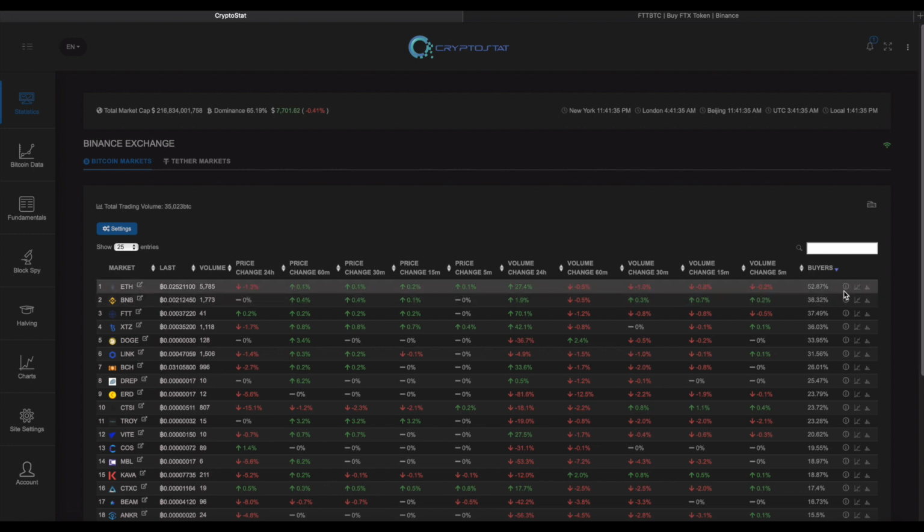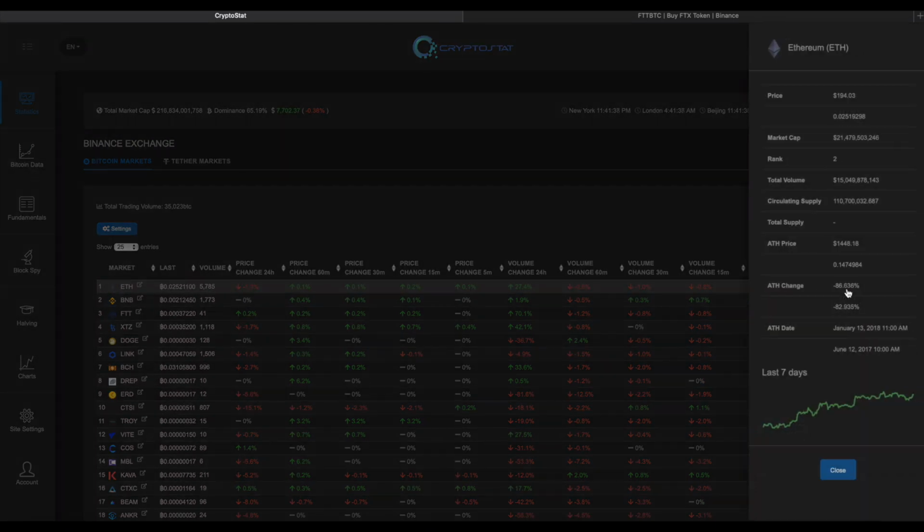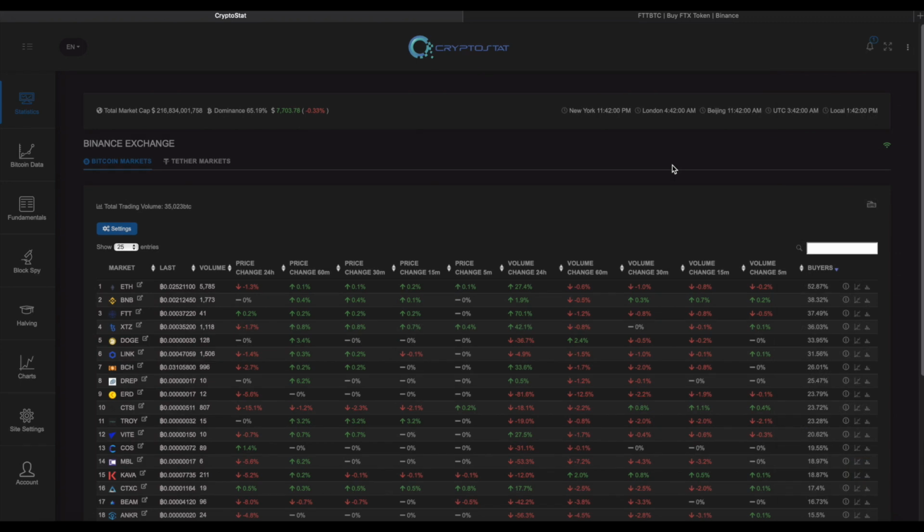Another thing we have here is this little cool eye button. It gives you information on any particular pair or token, coin that you want. It's right there for you. Click on it, and it gives you the last all-time high, when it happened, the change since, and the actual price of it. Circulating supply, your total volume, and the current rank. So it's pretty much like a market cap sort of thing. You can unclick off it.